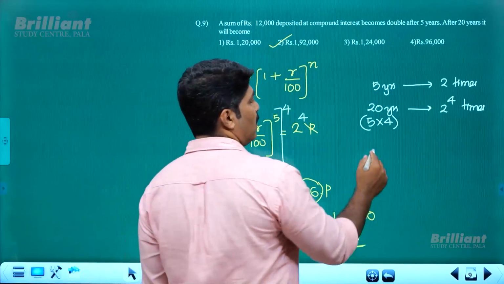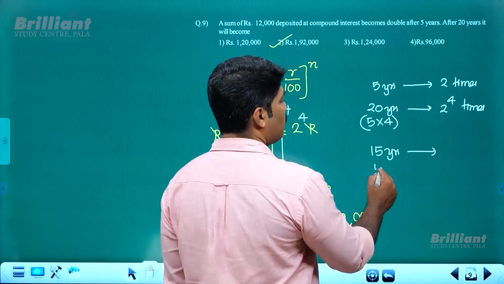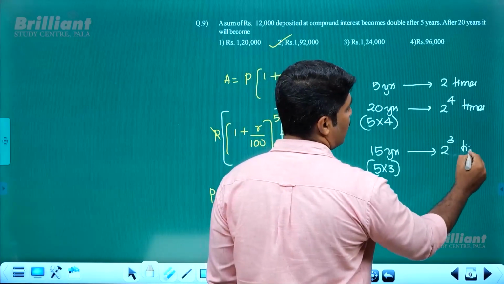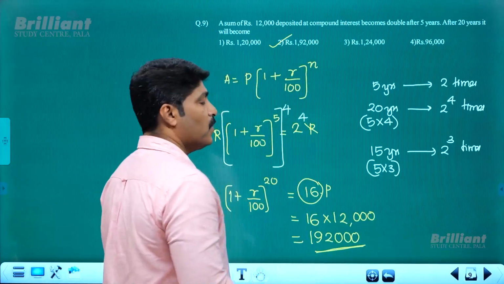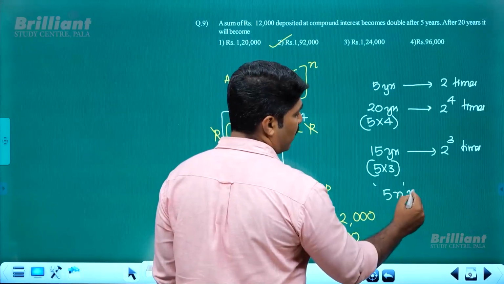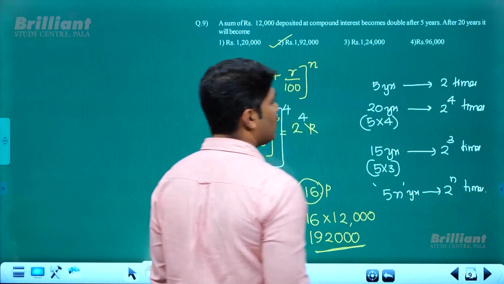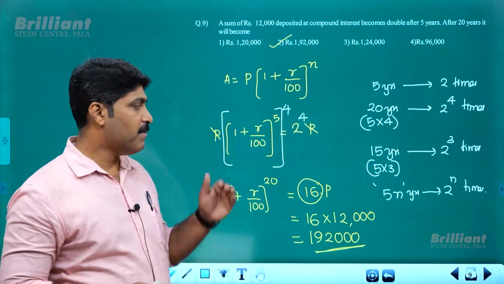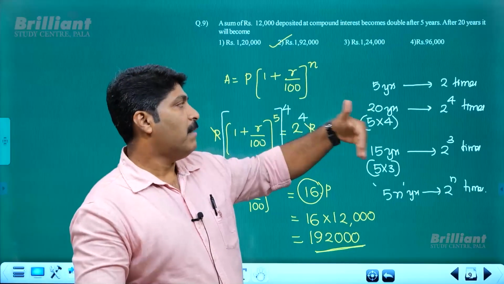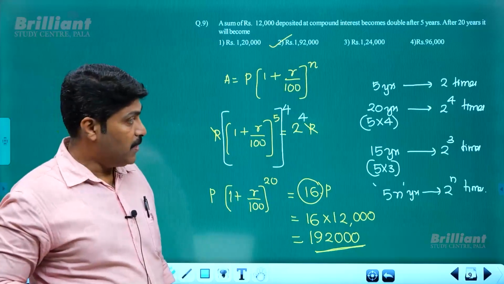Suppose we just consider 15 years. So it will become how many times? Here you have to understand this is 5 into 3, that is 15. No doubt this is 2 raised to 3 times, and so on. So if it is 5n years, it will become 2 raised to n times. So that's the logical pattern we can connect, the relationship between the number of years or the period and the number of times the principal amounted to. That's a very tricky and important concept.